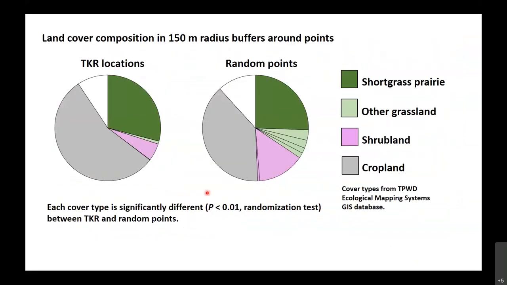Okay, so here is a diagram showing differences in the land cover, where the land cover is broadly divided up into short grass prairie, other types of grassland, shrubland, cropland. And notice that there's a difference here in grassland prairie, in shrubland, where the kangaroo rat locations have much less shrubland and more cropland. So this was a bit of an unexpected result, the finding of more cropland in these locations compared to random points.